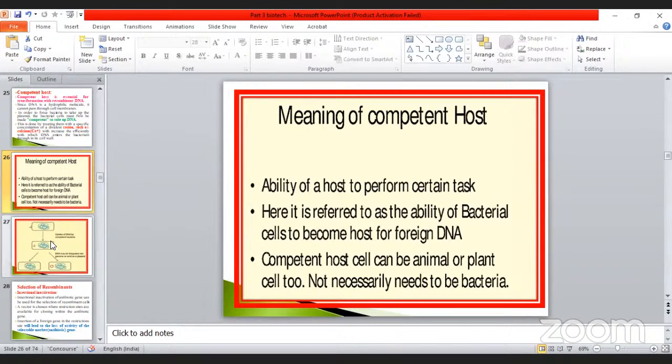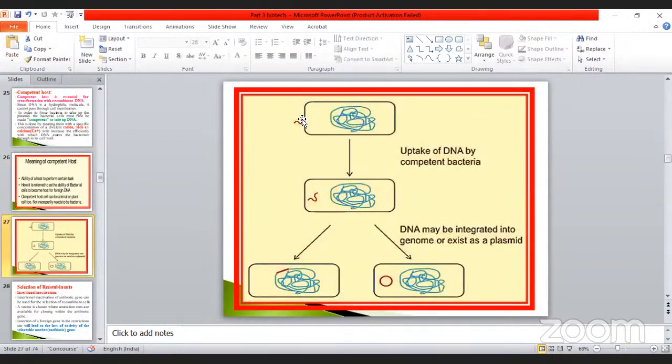You can easily identify the next one. In this category, this is the donor and this is the recipient. Here, the DNA will not enter easily within the cell wall because of hydrophobic molecules. Hydrophobic means it will not easily penetrate into the host. It will not allow it.